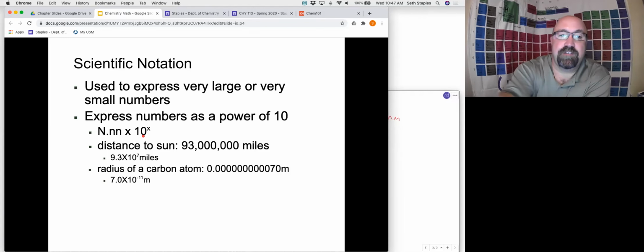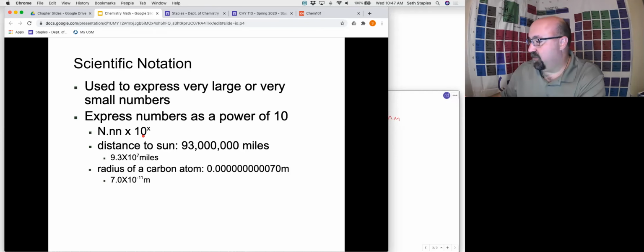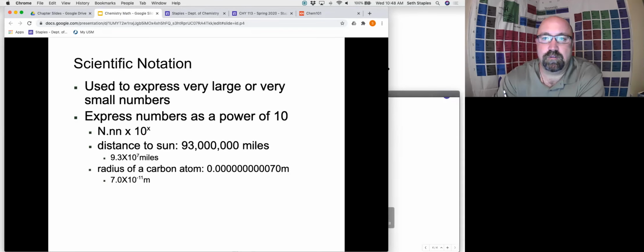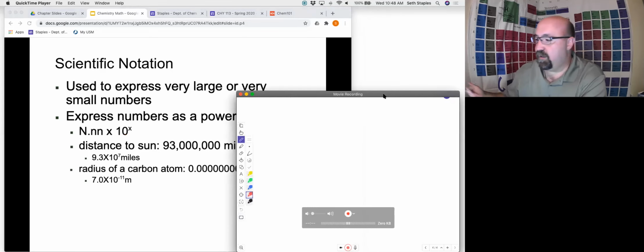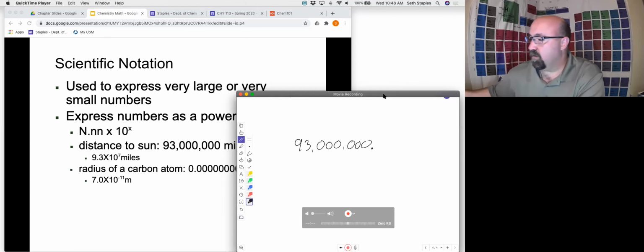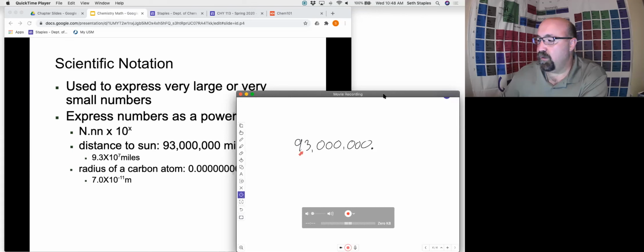And so, for instance, let's see how we convert that distance to the sun, 93 million miles, to scientific notation. We have 93 million, and our decimal point is now right here. What we need to do is to get our decimal point to here. So in scientific notation, we need a number in the ones spot followed by our decimals. And so we need 9.3.